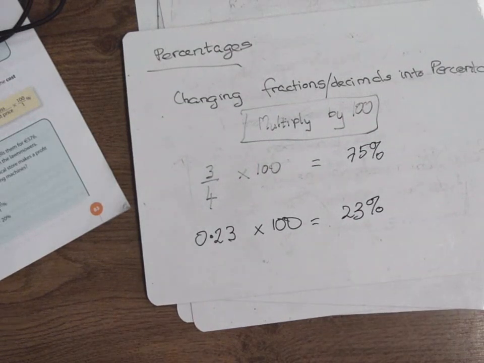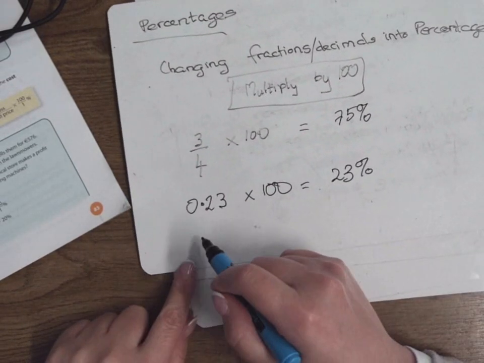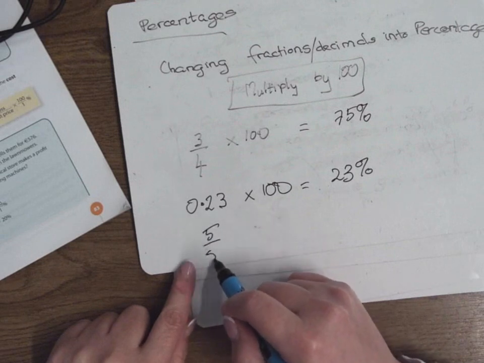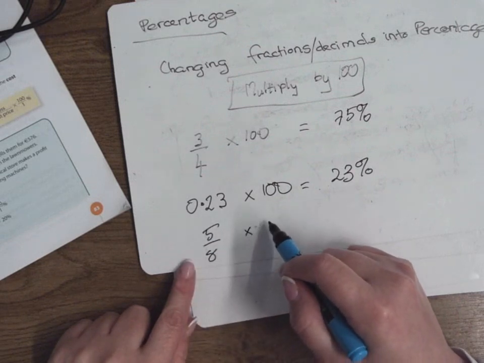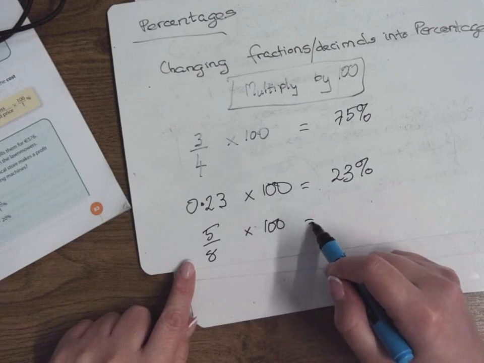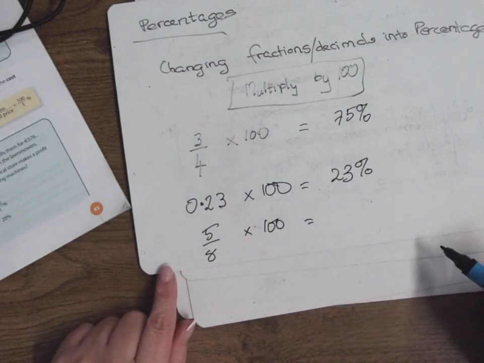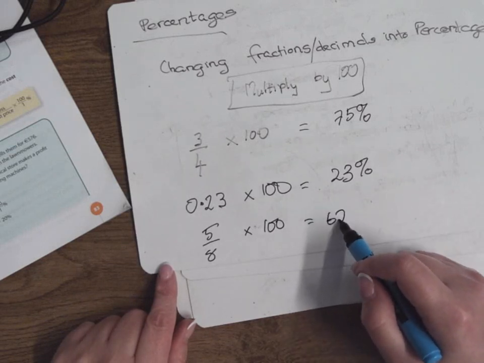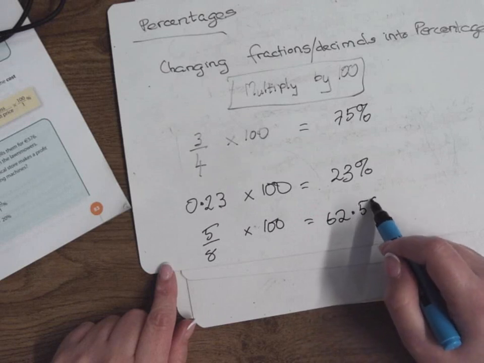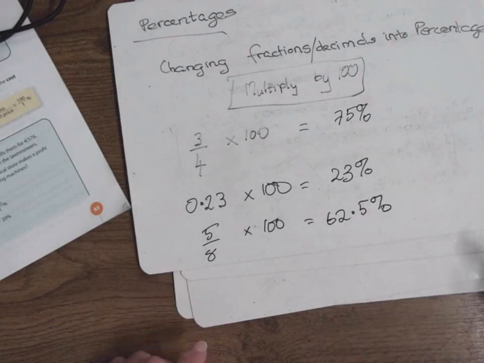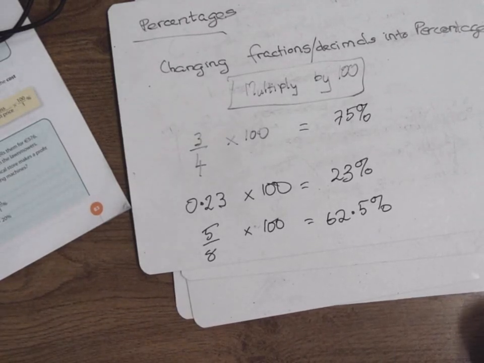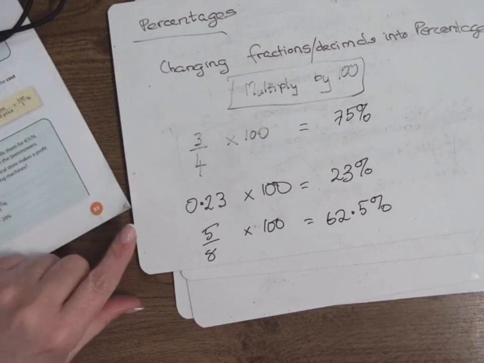Okay? I will just do one more. 5/8. How do you turn it into a percentage? Multiply by 100 into the calculator. Tell me your answer. As a decimal. 62.5%. Is that okay? So you did all that in first year, I'm just reminding you. Okay. Are we good?